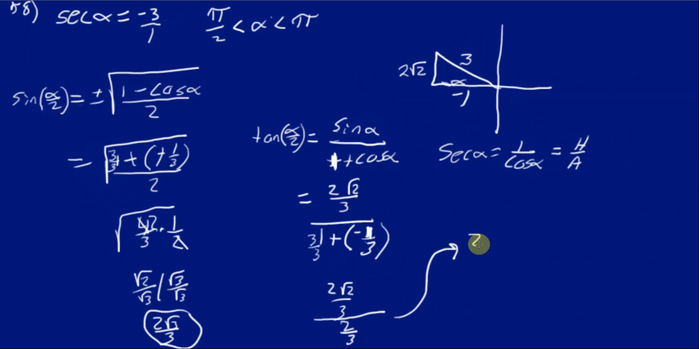All right, so I've got 2√2 over 3 divided by 2/3, or times 3/2. Well, that's nice. The 2 is going to cancel out the 2. The 3 is going to cancel out the 3. And that should be the square root of 2.